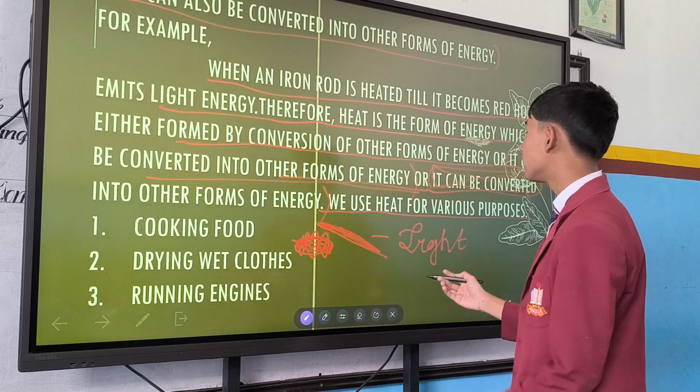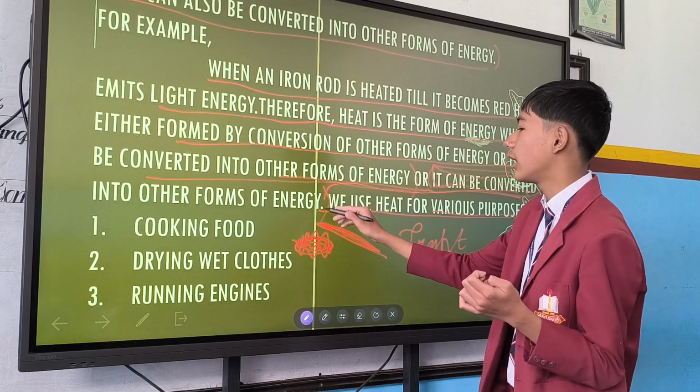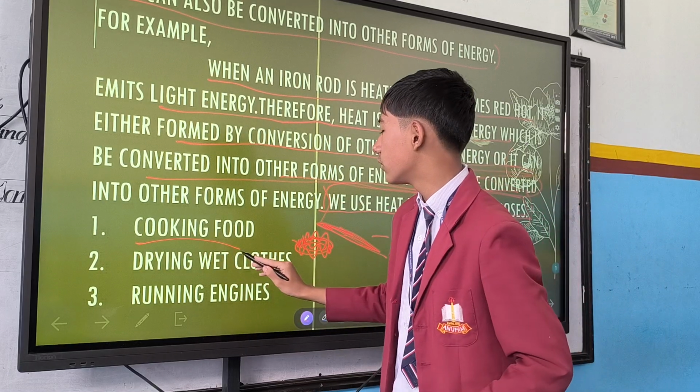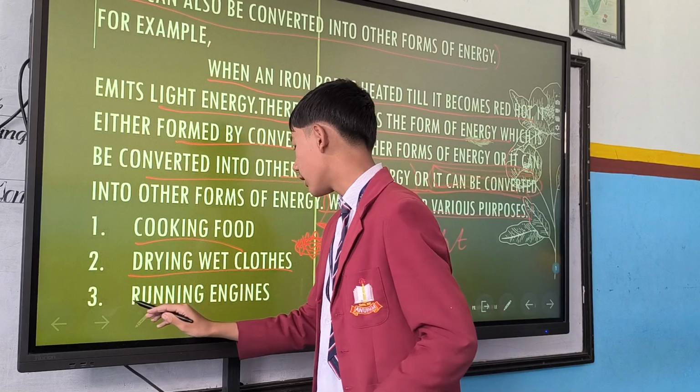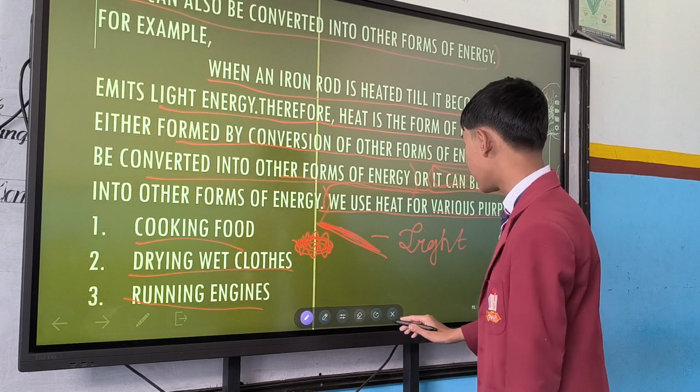Yes, and we use heat for various purposes. The uses of heat in our daily life, as given, are cooking food, drying wet clothes, and running engines. Not only these, but there are many other purposes of using heat.